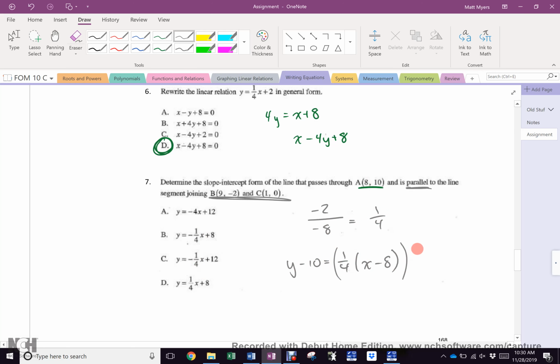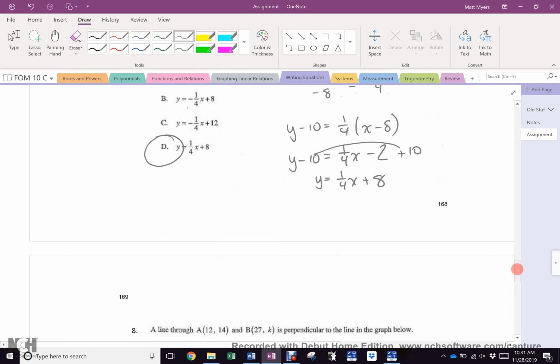All kinds of ways you could do it. Because 4 works nicely with 8, in this case, I would distribute. But you don't need to. You can get rid of the 4 first. I would distribute it because it works so well. 1/4 of 8 is, of course, 2. y equals 1/4 x. Bring that over, plus 10 plus 8. D. All these are, of course, worth 1 mark.